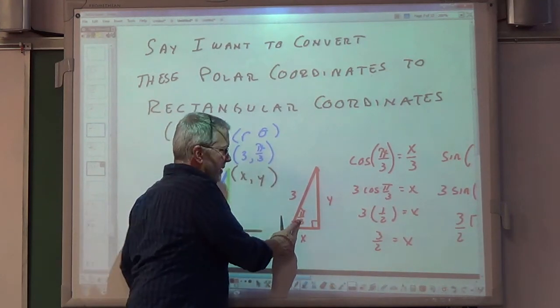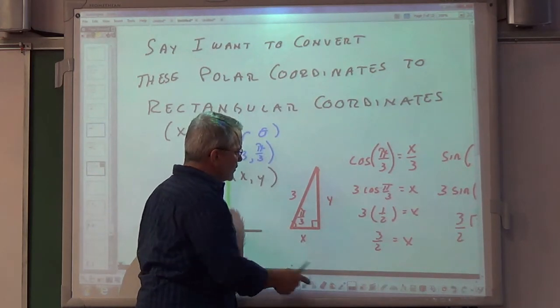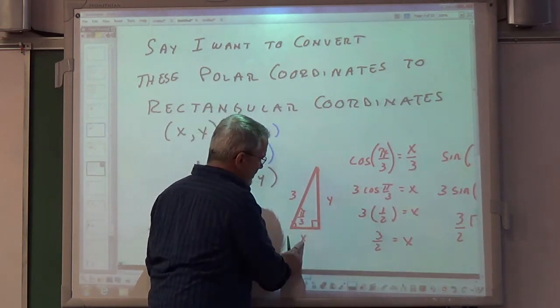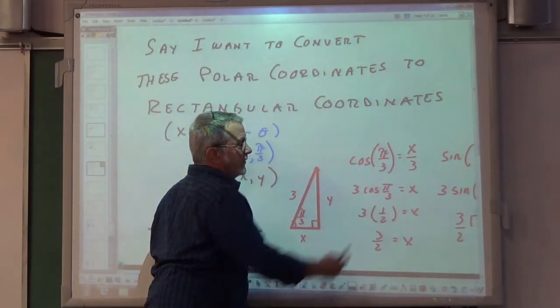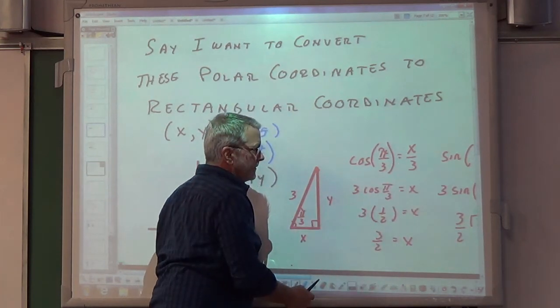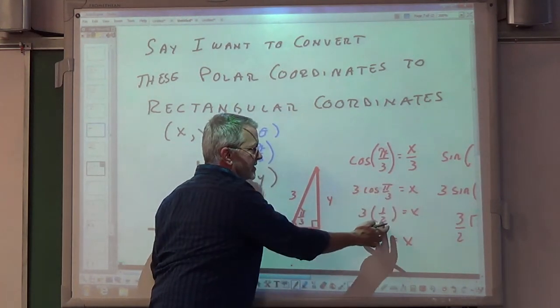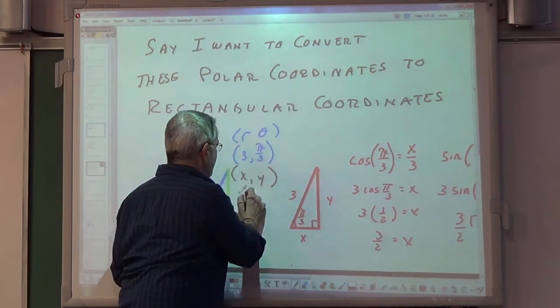I can use sine, or well, I'm going to use cosine of pi over 3. And what is the cosine of pi over 3? Well, the cosine is adjacent over the hypotenuse, so cosine of pi over 3 is the adjacent, which is x, divided by the hypotenuse 3. And I want to find x, so I simply multiply cosine pi over 3 times 3. Cosine of pi over 3 is 1/2. 3 times 1/2 is 3/2. So this x value then is 3/2.